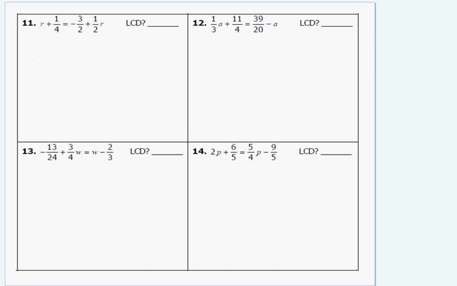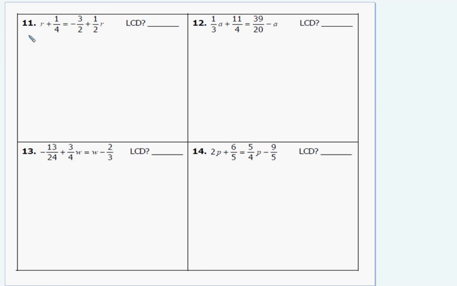We still have a few more examples to go through, and I'm going to take a look at a couple of these, and then with the others that are left, I will give you the answers for them so that you can check and make sure that you have this idea down. So I'm going to take a look at number 11 and number 13, and I'll leave you with the answers for 12 and 14.